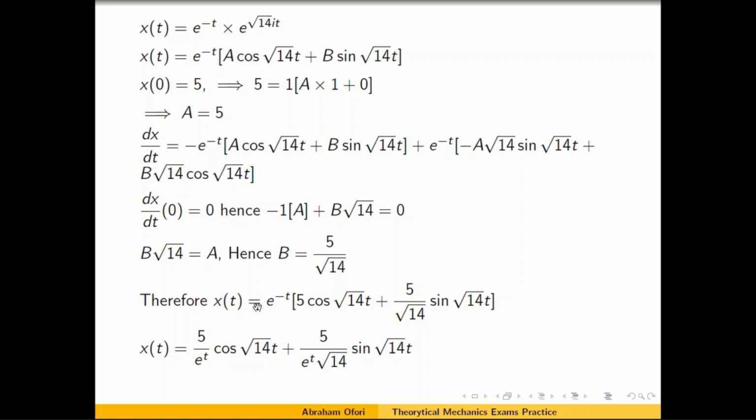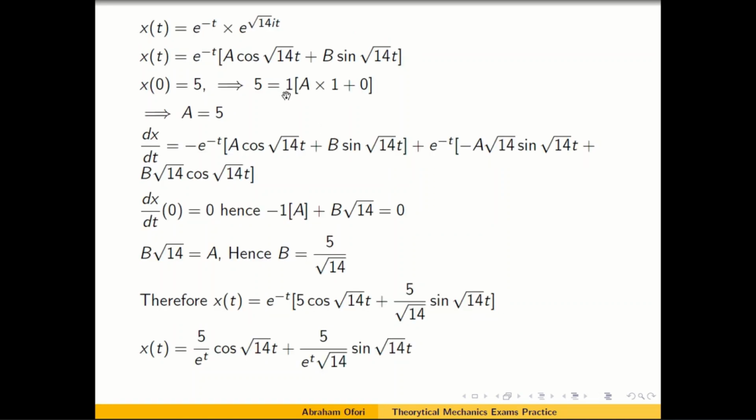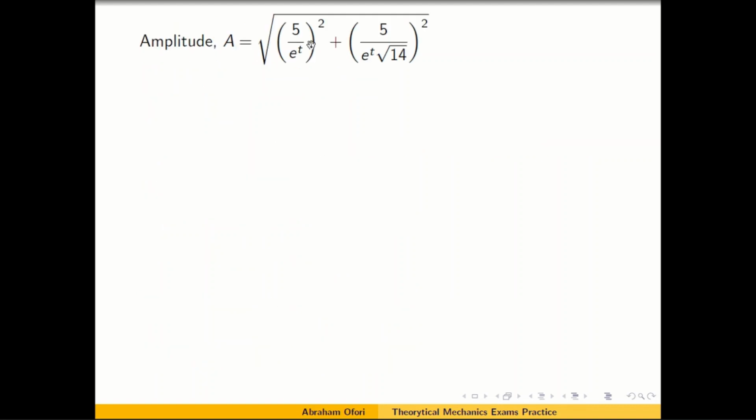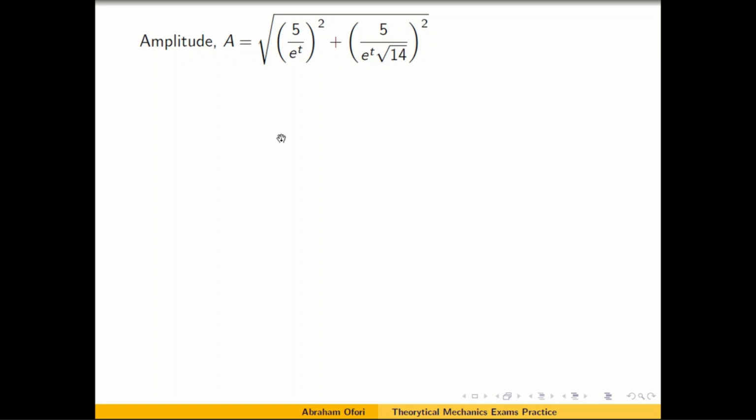Okay. If I push this through the whole of this equation, I'll get a nicer equation like 5 over e to the t cos root of 14t plus 5 over e to the t square root of 14 sine square root of 14t. Now the main question is you are supposed to find the amplitude, and we know that the amplitude of a function containing both cos and sine is just the square root of the coefficients of cos and sine, squaring them, then you sum them. Okay, so it's the square root of this squared plus this side squared. Okay, this is it. This is the amplitude.